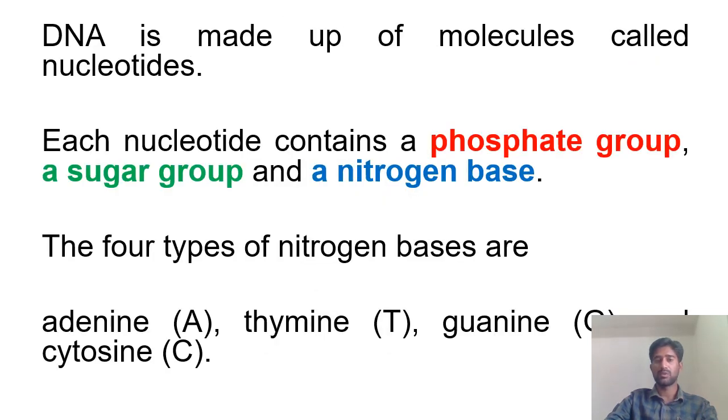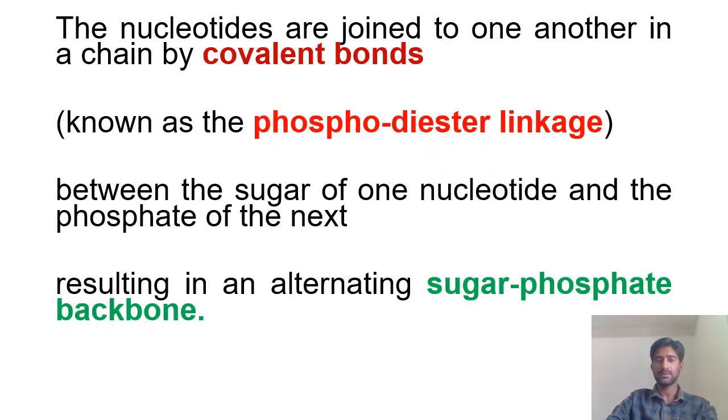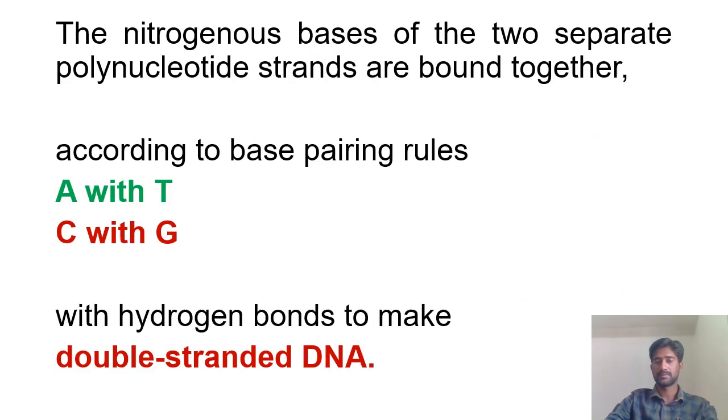DNA is made up of molecules called nucleotides. Each nucleotide contains a phosphate group, a sugar group and a nitrogen base. And there are four types of nitrogen bases, that is adenine, thymine, guanine and cytosine. The nucleotides are joined to one another in a chain by covalent bonds known as phosphodiester linkage between the sugar of one nucleotide and the phosphate of the next, resulting in an alternating sugar phosphate backbone.